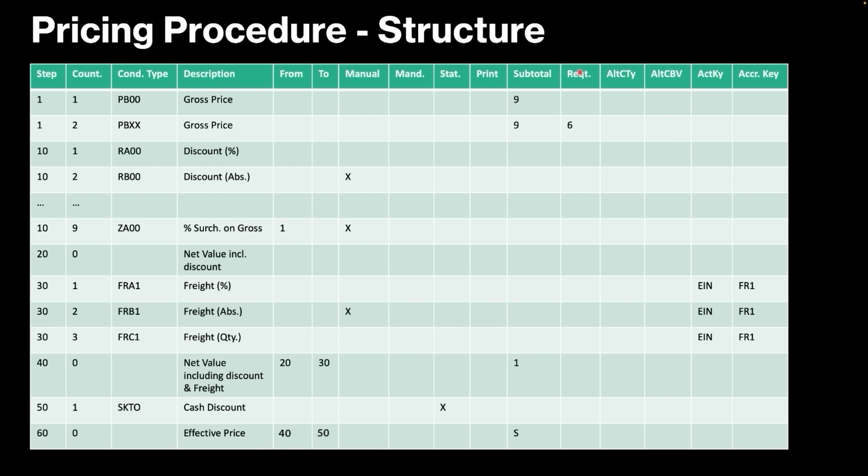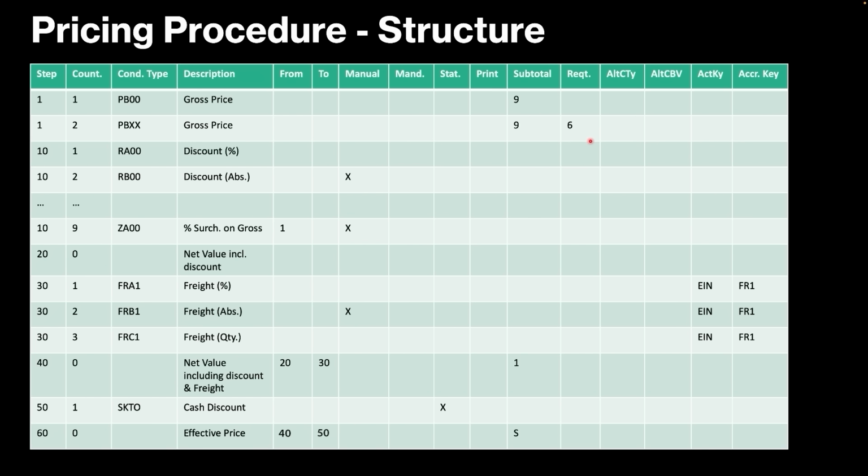Okay, then you have this requirement column, which is a routine through which this particular condition type is called by the system. Before calling this particular condition type, the system reads this requirement, and if this requirement is fulfilled, then only the condition type is triggered in the pricing procedure.